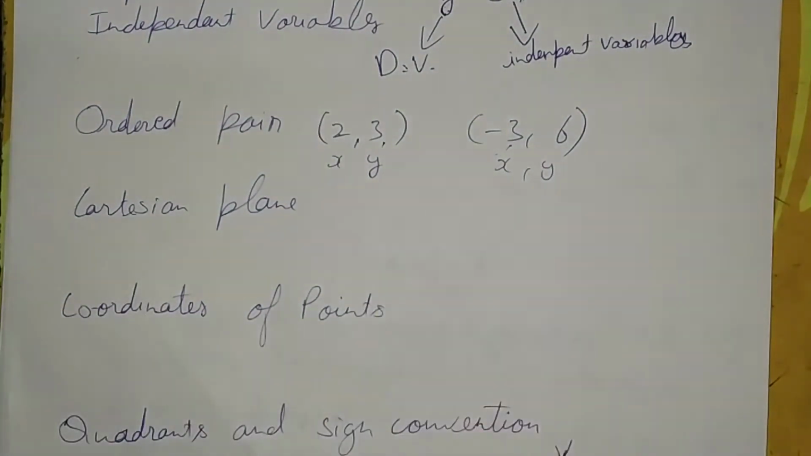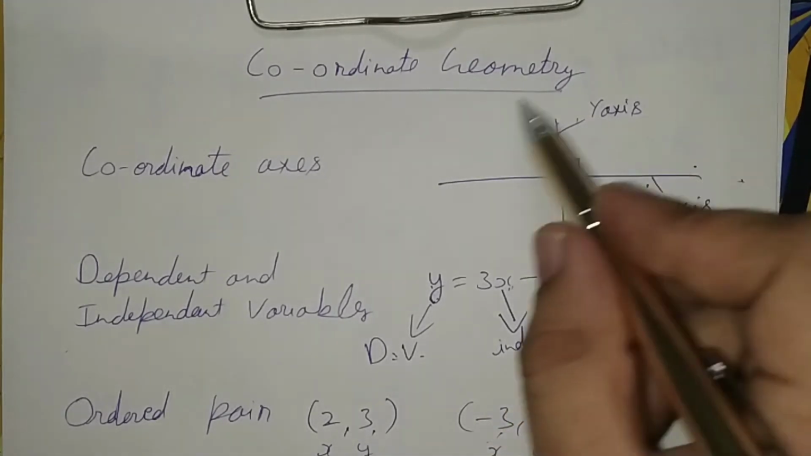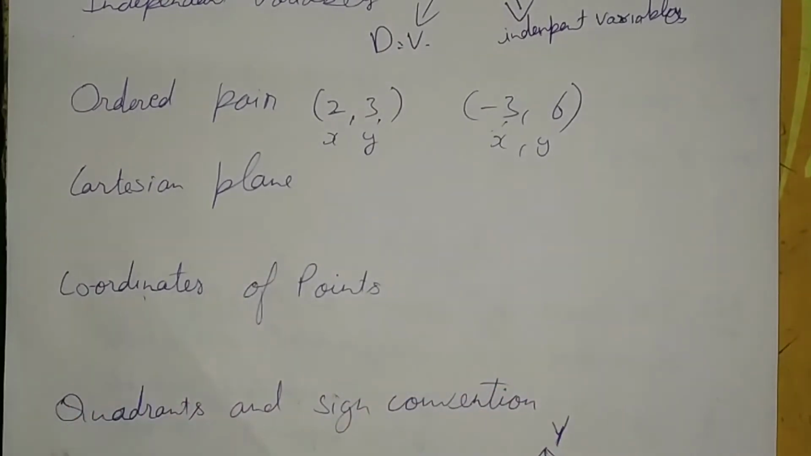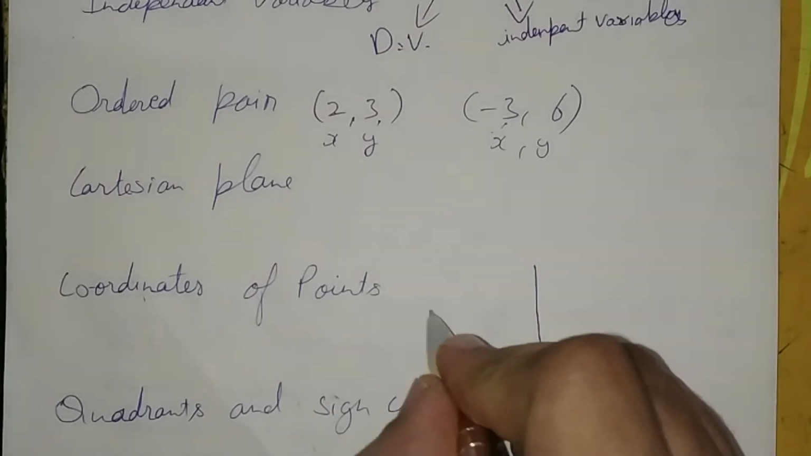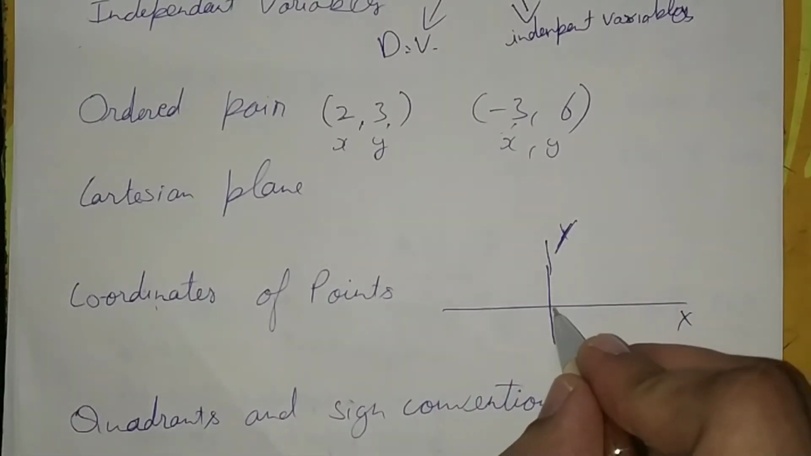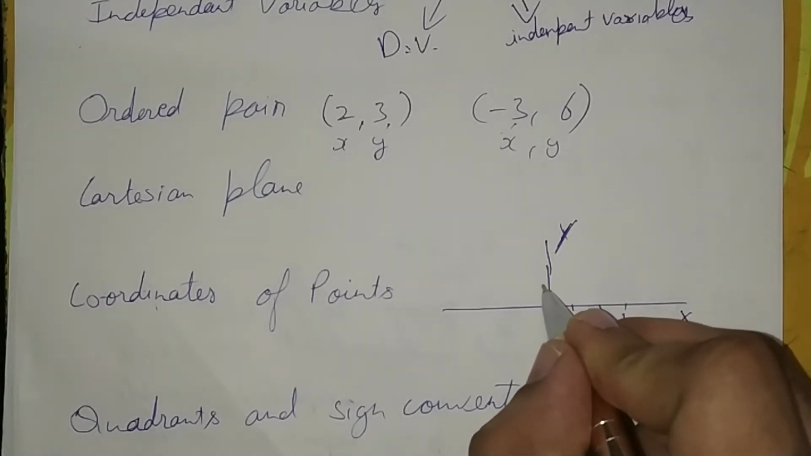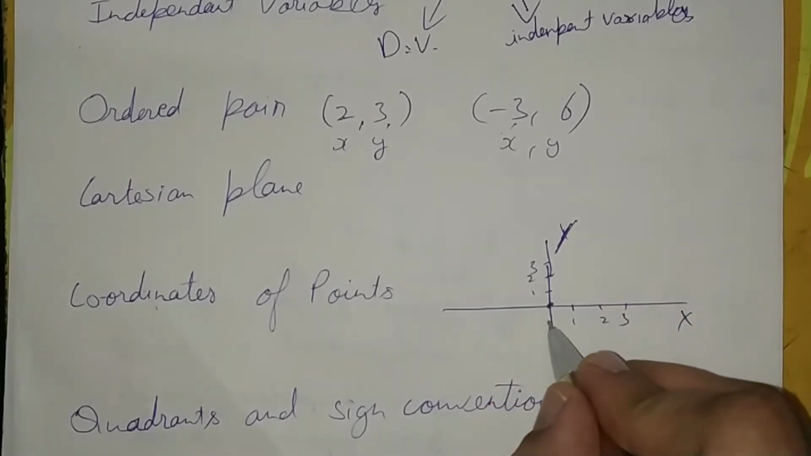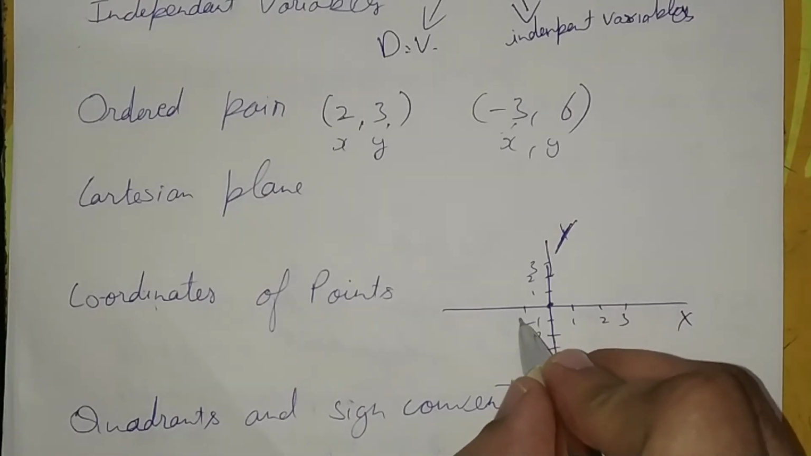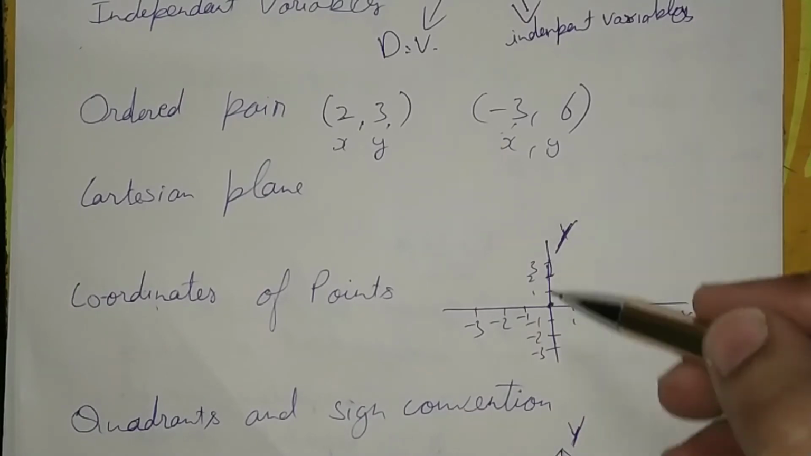Next is the Cartesian plane. I have already told you this is the x-axis, y-axis, and this complete plane is known as the Cartesian plane or coordinate plane. Next, coordinates of a point. For example, this is the x-axis, this is the y-axis. This point is 0, then 1, 2, 3, and 1, 2, 3. Here minus 1, minus 2, minus 3. Same way minus 1, minus 2, minus 3. So these are positive and these two are negative.